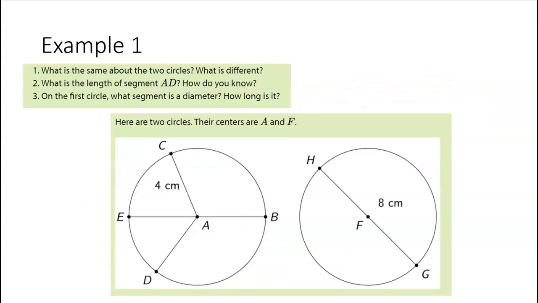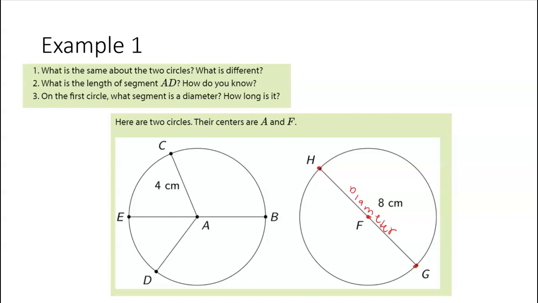Let's look at an example here. What is the same about the two circles? What is different? All right, so let's first just look at the circles. First of all, we see that this segment goes through the center from edge to edge, so this is a diameter. We can see that this one has a diameter of 8.